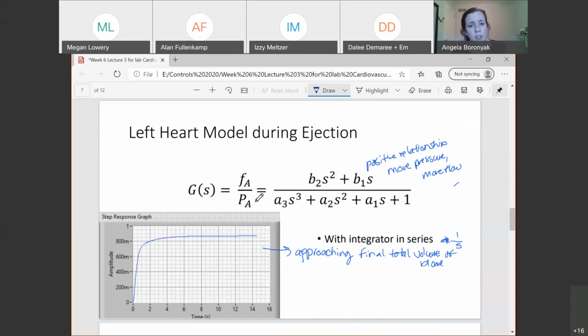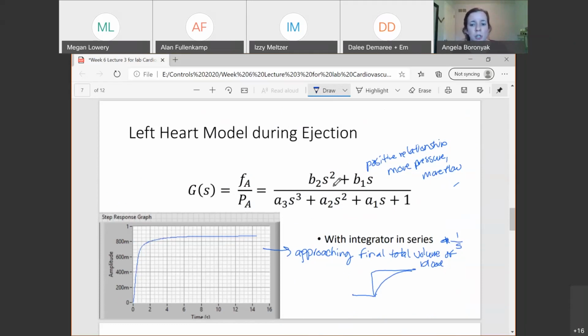During ejection, I'm again talking about flow in my aorta over pressure in the aorta, and I get this step response. Again, to a unit step input, I get a response that ends up looking like this. Because I integrated flow, this is really talking about my total blood volume over time, and it makes sense that the volume would rise quickly initially and then flatten out as I reach my total amount that I could have had from my ventricles. It's not going to just keep going up forever.